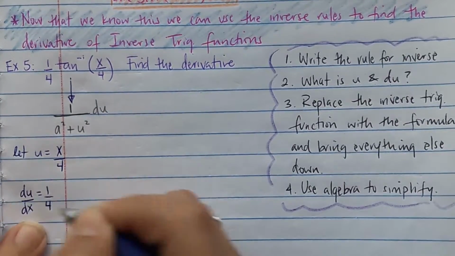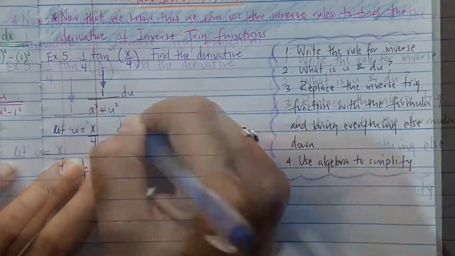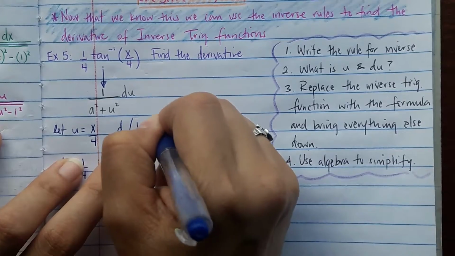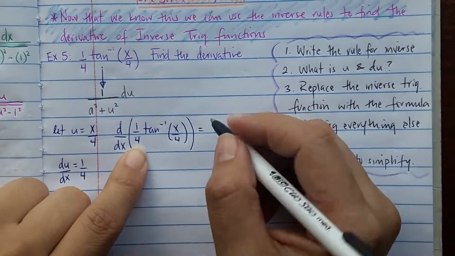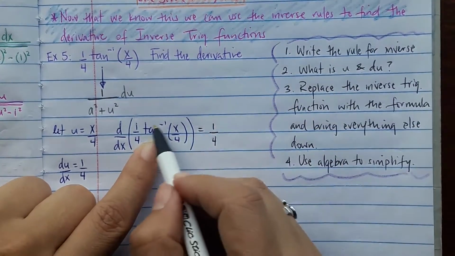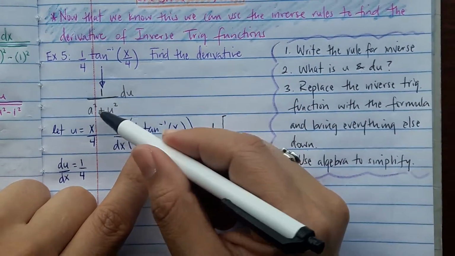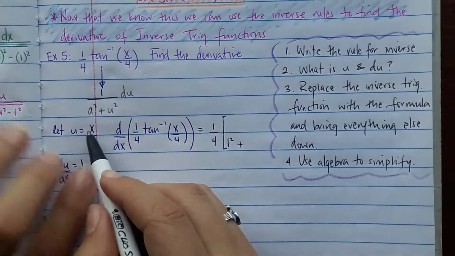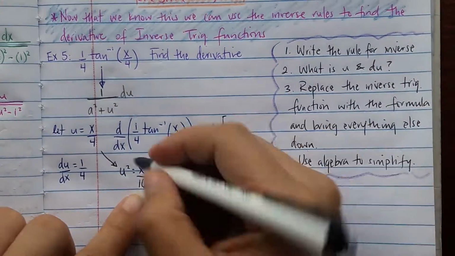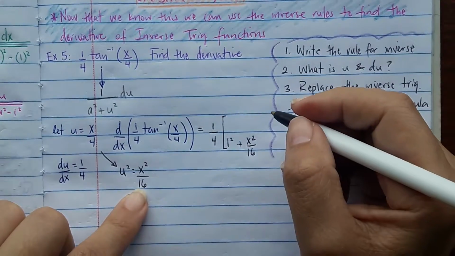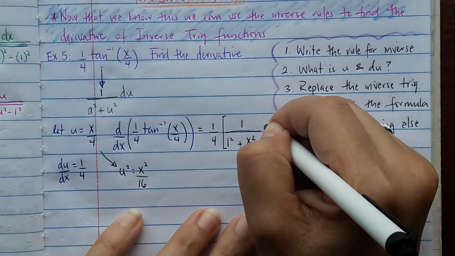So then the derivative, so replace the function. So then the derivative of 1/4 inverse tan of x over 4 is going to be the 1/4. And then the inverse term is going to be replaced with the shortcut formula, which is that. So that's going to be 1 over a, which is 1 squared, plus u, which remember is x over 4. So u squared is x squared over 16, times du. And what's du? Du is 1 over 4. So times 1 over 4.